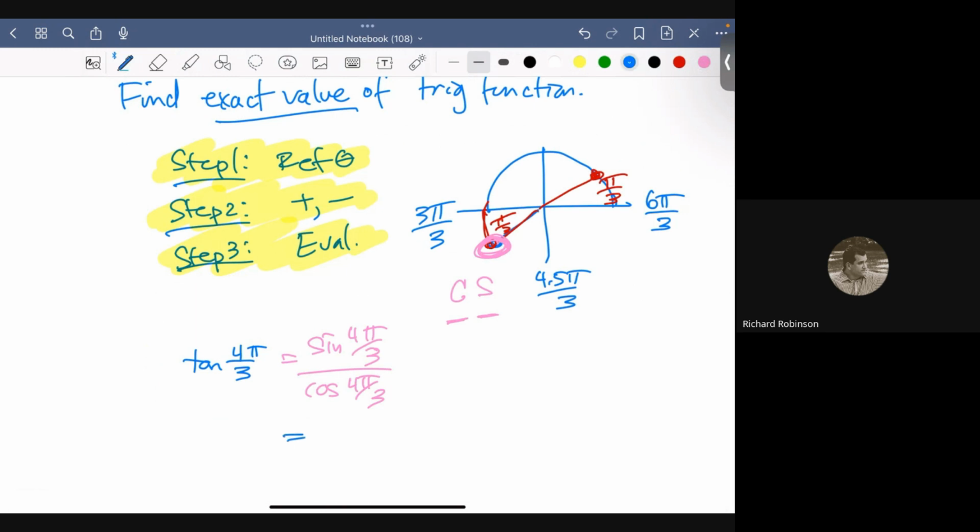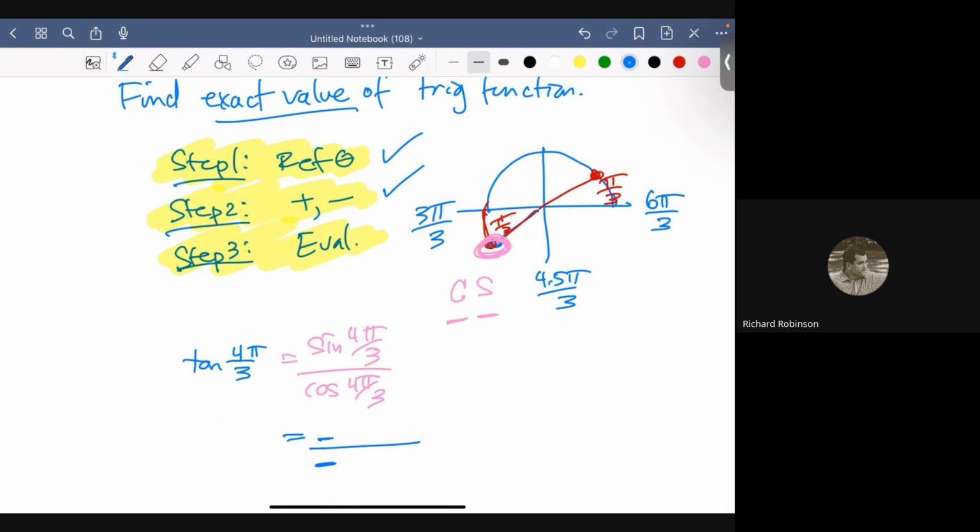So I know my answer is going to be a negative sine divided by a negative cosine. Is that right? So after you find the reference angle and you find out if it's positive or negative, then you can just evaluate sine and cosine of the reference angle. So I go to pi over 3, which is here in my hand, yes? Which one's on top of your hand, cosine or sine?